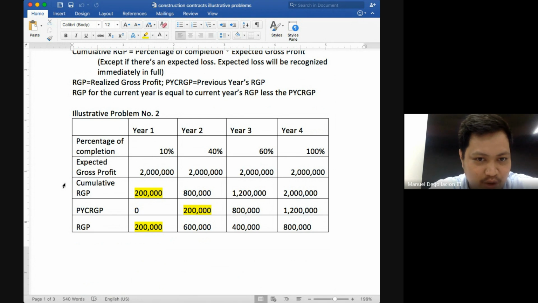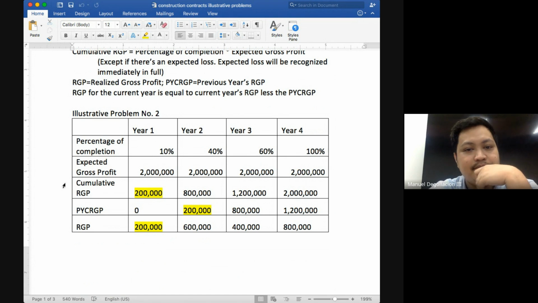Let's proceed to our alternative solution, class, the one wherein we just get the change or the increase in percentage of completion. How much is the increase in percentage of completion in year 2? 30%. Where did we get 30%? It was 10% at the end of year 1. By the end of year 2, we are now at 40%. So the additional progress you've made in year 2 is 30%. And if you multiply 30% with 2 million, that will already give you our RGP of 600,000. But again, do I want you to use that solution, class? No, because that will not work if the expected gross profit is not constant.